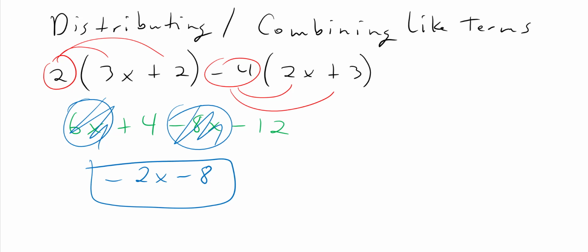Okay, that's not bad, right? So just distribute first. If you don't distribute first, you're not combining like terms. There's no like terms if you don't distribute first. Okay? So let's try another one here: negative 3 parentheses 2x minus 4 minus x minus 8.